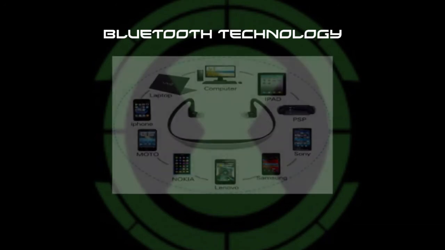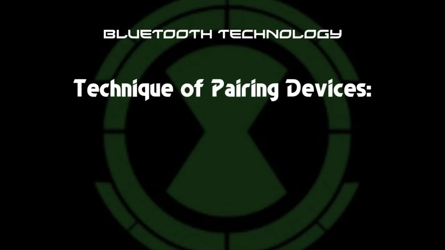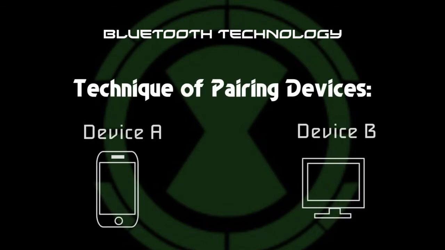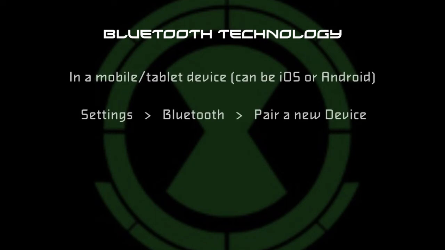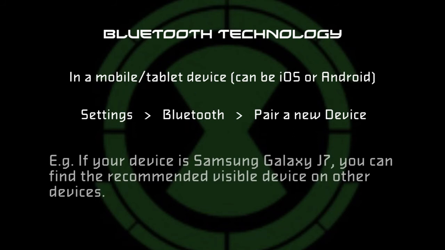You know how pairing devices works? It lets you pair from one device to another device. It can share data like images, videos, or music folders. In a mobile or tablet device, which can be iOS or Android, go to Settings and click Bluetooth. Any device you are using, for example, Samsung Galaxy J7.